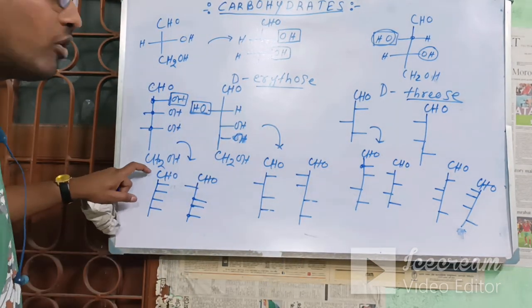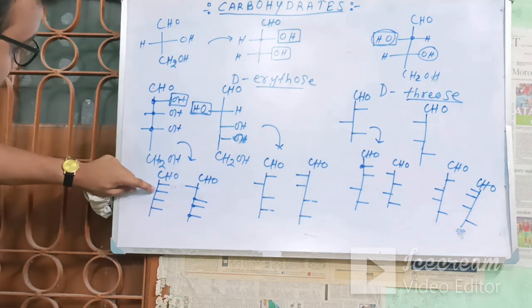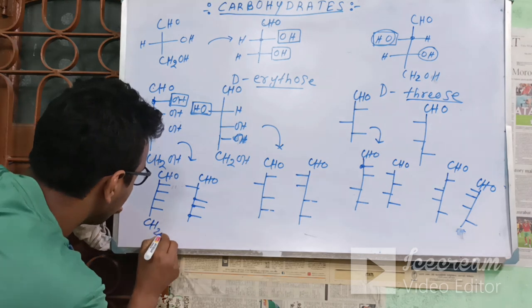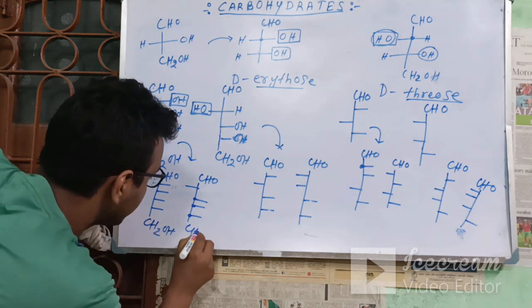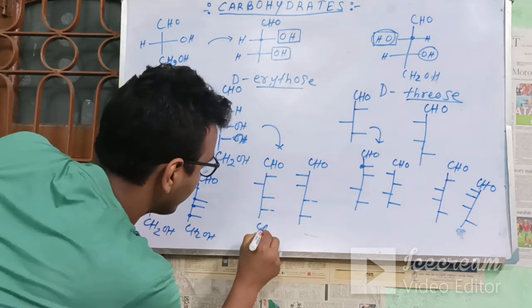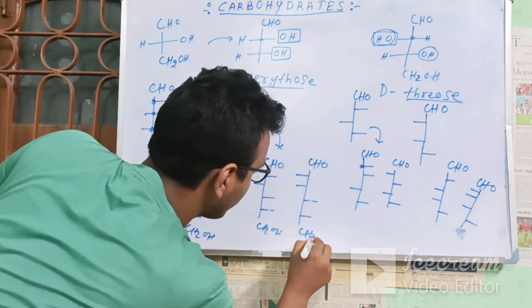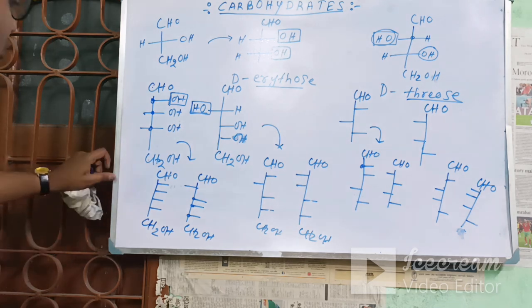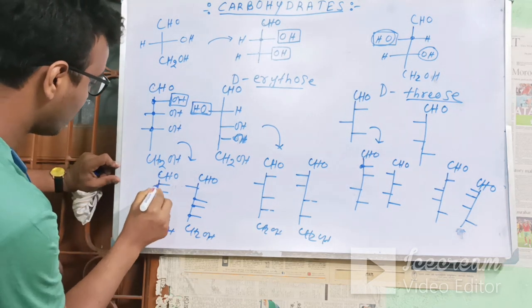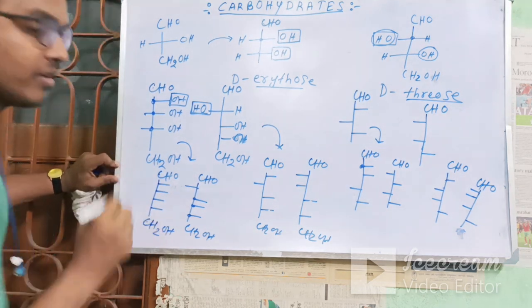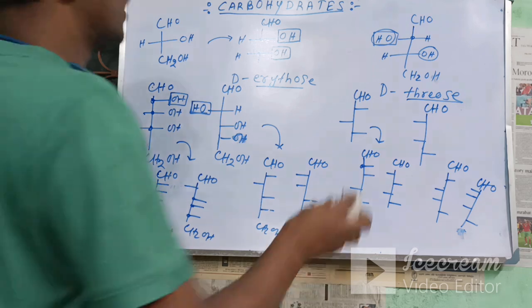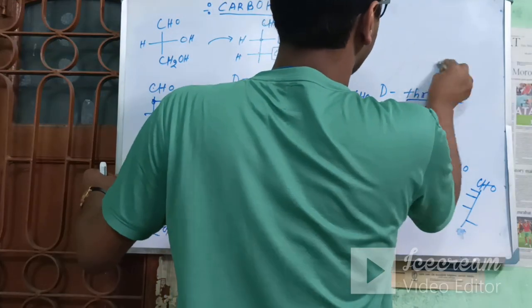structure. All are aldohexoses, because 1, 2, 3, 4, 5, 6, here CH2OH, and similarly. Okay, so this is aldohexose, 1, 2, 3, 4, 5, 6, this is aldohexose. So how would we remember this structure? Okay, how would we remember this structure?